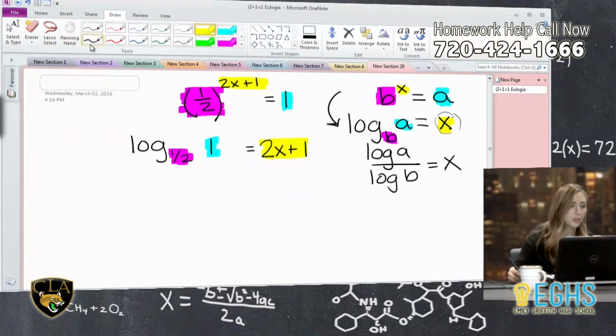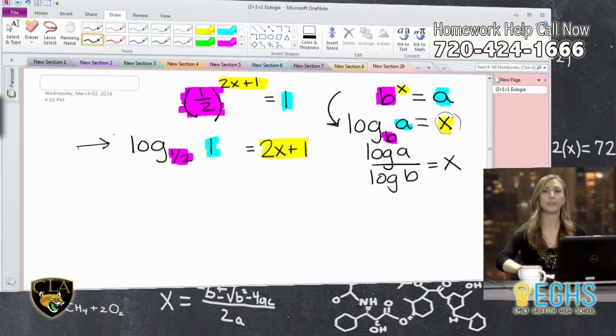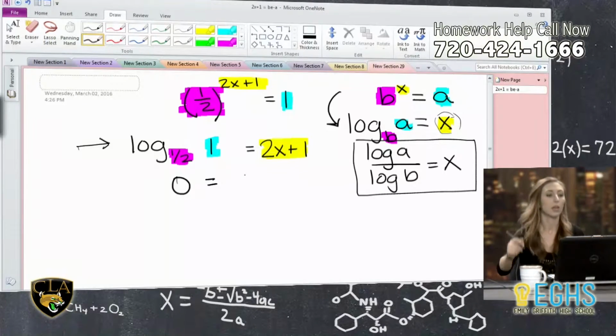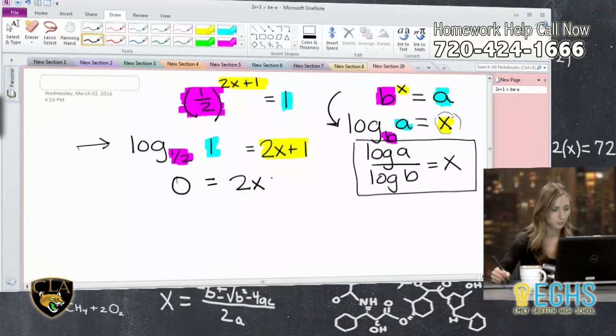So then on the left, we have this right here. The way that you would read this is log base 1/2 of 1. The reason I gave you this formula over here is because that's how we're going to type it into the calculator: log of a divided by log of b. So I'm going to type in the calculator log of 1 divided by log of 1/2, and you get 0. And then we have 2x plus 1 on this side.